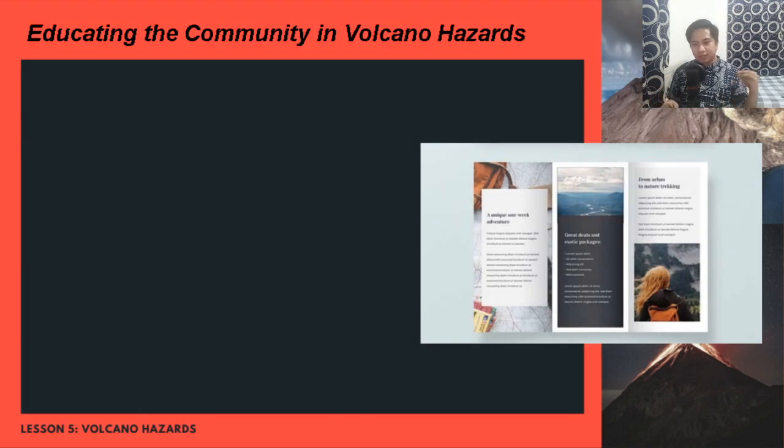So, as you can see on the picture, that is what you will make: a leaflet or brochure. In this brochure there are 3 folds of your feature. So, what will be the content, or the rubric or the mechanics in creating your volcano hazard infographic or your leaflet?